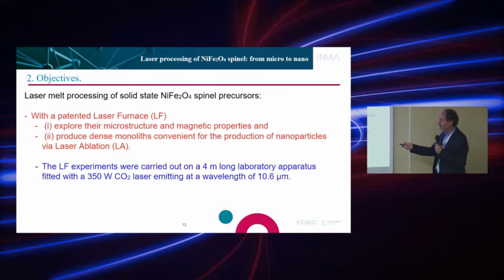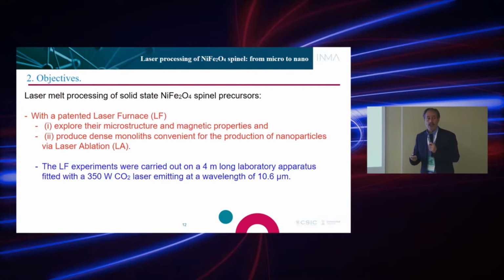furnace that we have, and we use a small version of this. We have several of these laser furnaces in the laboratory, and we use a small version to explore the microstructure and magnetic properties and produce dense monoliths, which are convenient for the production of nanoparticles via laser ablation. Because when you produce these laser ablated nanoparticles, you want your target to be as uniform as possible. Otherwise, your nanoparticles will have a variation in size, in composition, etc.